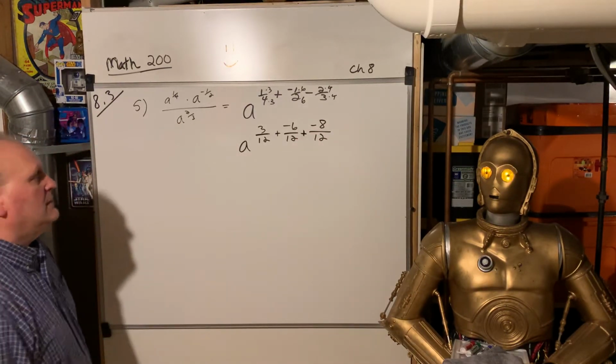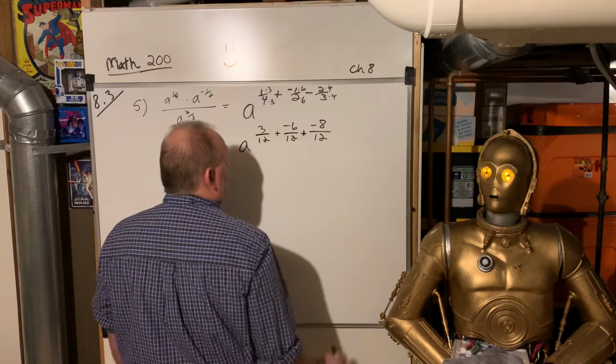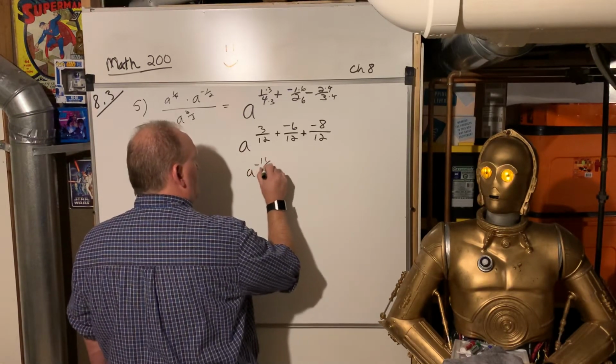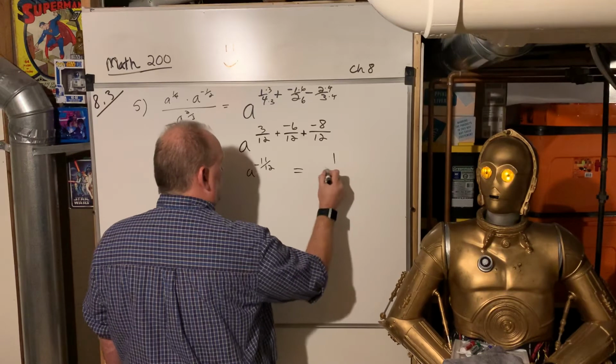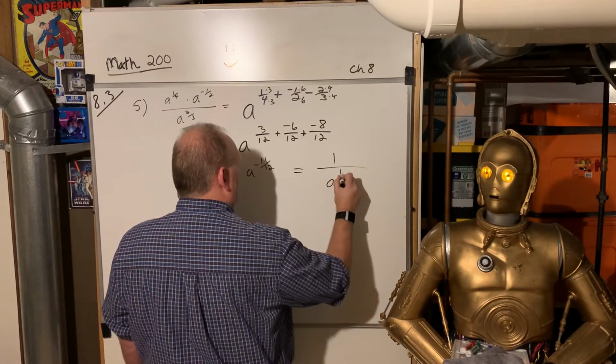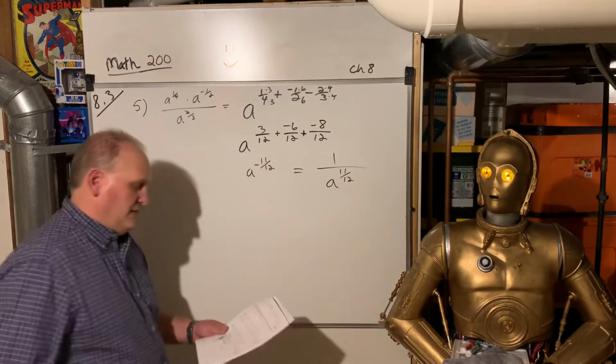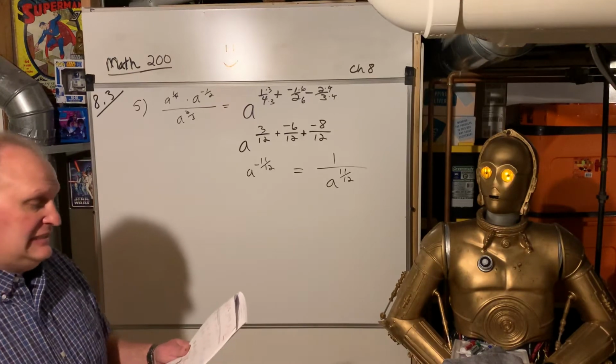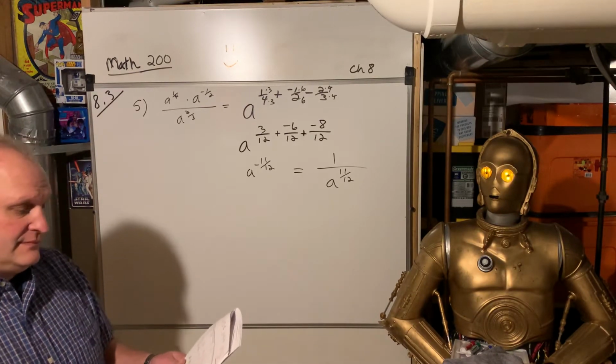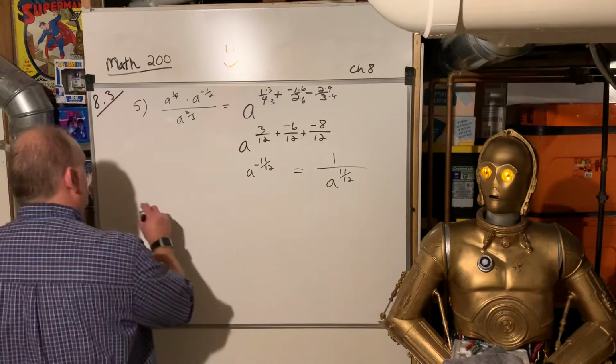All right, so what is that? 3 and -8, -11/12. Except they don't want negative exponents, so it's 1 over a to the 11/12. Gugh. That was a yucky one. Let's see if these get any easier.